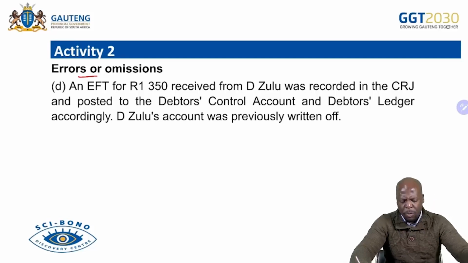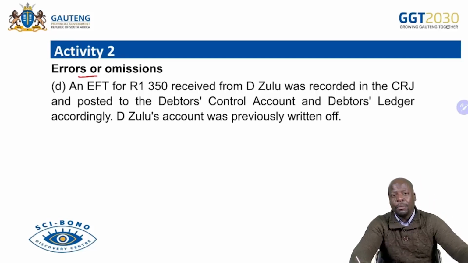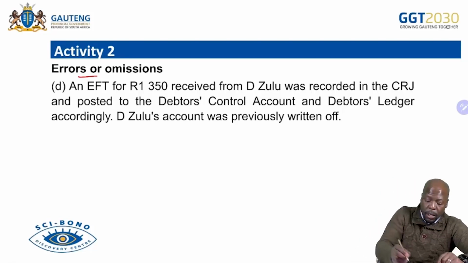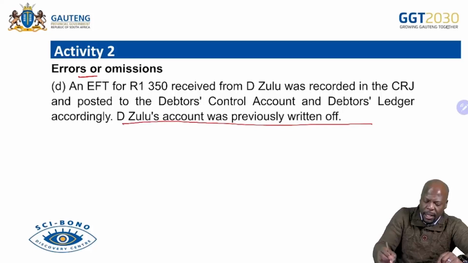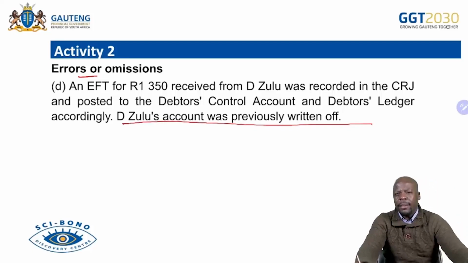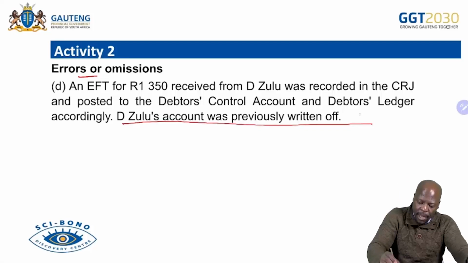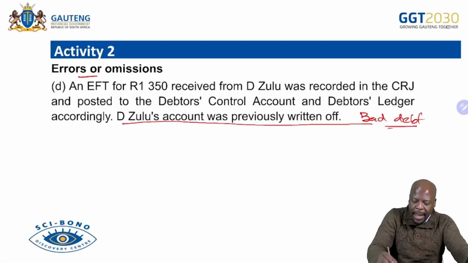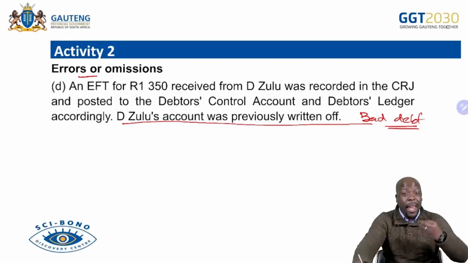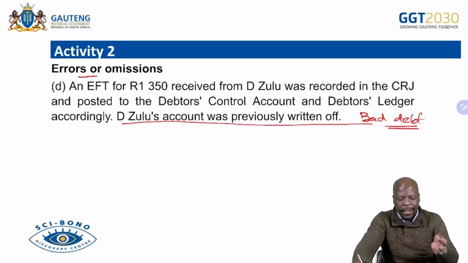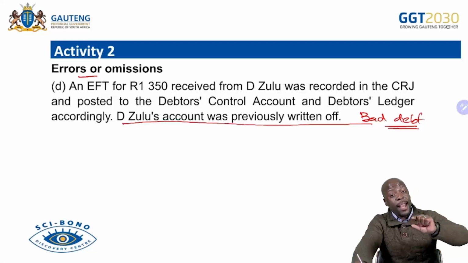D Zulu's account was previously written off. So where do we start from? D Zulu's account was previously written off. What have we learned in this session? If an account is written off, we call it a what? A bad debt. And once it's a bad debt, and that guy decides to pay us, does it go to my CRJ under the debtor's control column? No. It is recorded as bad debts recovered.